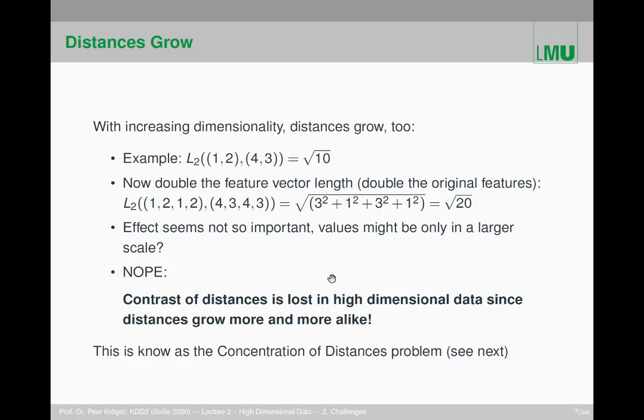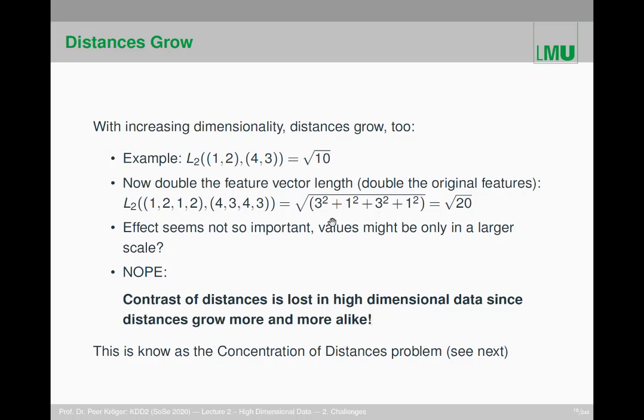And now you can say that, well, of course, this fact is probably not so important because we just have more values. So more values now contribute to the distances, to the norm. So that's just a matter of a larger scale, isn't it? Well, no, it isn't, because we will see that the contrast of distances is lost in higher dimensional data, because the distances grow and they grow more and more alike. We will have a look on the next slide at why this is so. This is known as the so-called concentration of distances.